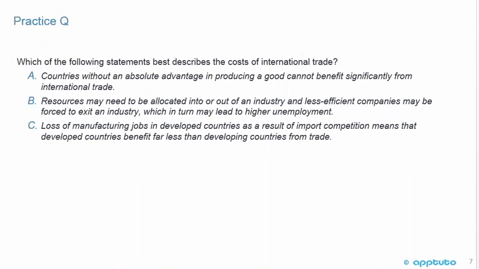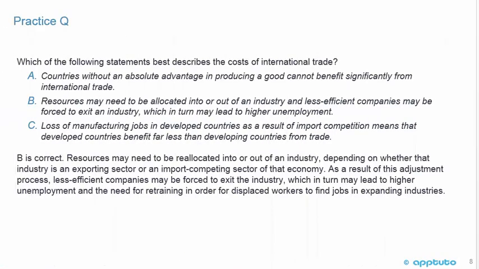Which of the following statements best describes the costs of international trade? A, countries without an absolute advantage in producing a good cannot benefit significantly from international trade. B, resources may need to be allocated into or out of an industry, and less efficient companies may be forced to exit an industry, which in turn may lead to higher unemployment. Or C, loss of manufacturing jobs in developed countries as a result of import competition means that developed countries benefit far less than developing countries from trade.